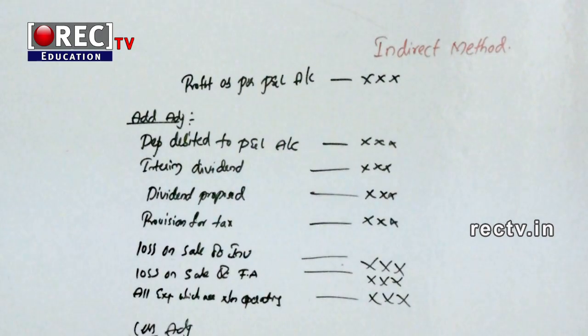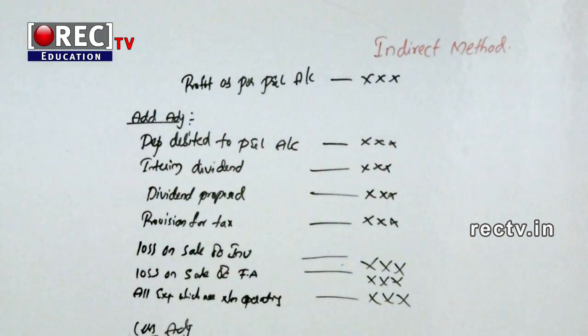Indirect method. In the indirect method, we take the profit as per the P&L account, that is, profit from the profit and loss account. After that you make some add adjustments and less adjustments. What are those? Now, you should deduct what is not an actual cash outflow. For example, depreciation is not an actual outflow, we have just created a depreciation amount in the P&L account. Because of this our profit decreases. To avoid this, we add it back to the profit. So the depreciation amount we add back to the profit.